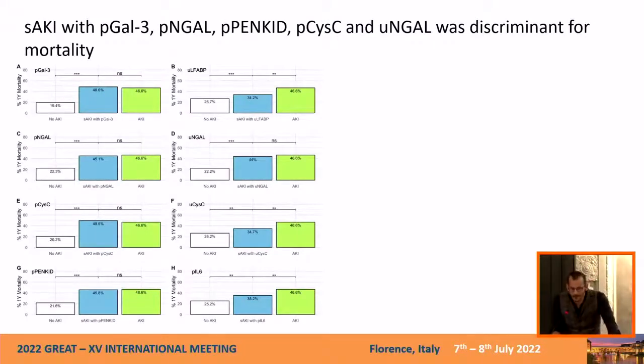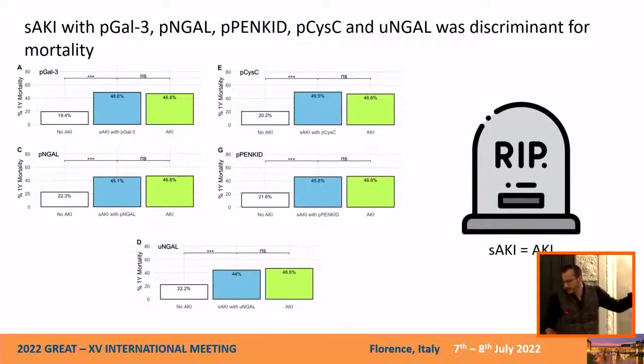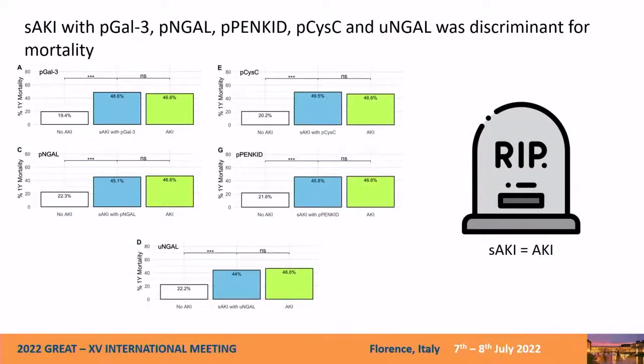The first result is quite interesting. In blue, it's patients with subclinical acute kidney injury. In green, it's patients with acute kidney injury, so here there's an increase of plasmatic creatinine. Only 4 biomarkers were quite discriminant for the mortality. NGAL, galectin-3, cystatin C, PENKID, and urinary NGAL were associated with the mortality, and there was no difference between subclinical acute kidney injury and acute kidney injury. So these biomarkers help us to discriminate severe patients without increase of plasmatic creatinine.